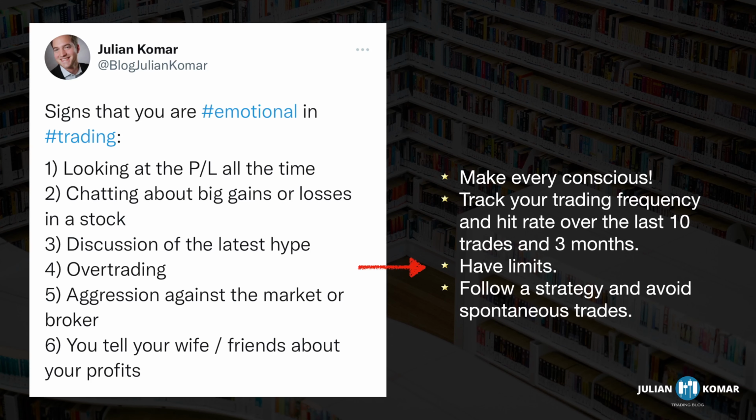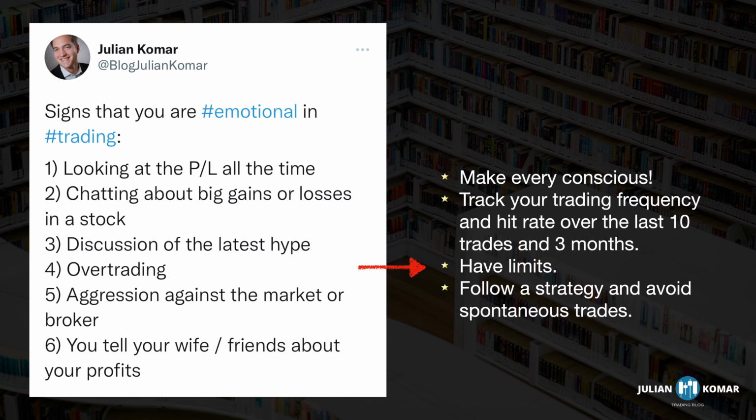Make things conscious. Create statistics. Track your trades in a spreadsheet. And I wrote down here, track your trading frequency and hit rate over the last 10 trades in 3 months. So look at the stats and how you are doing over the last 10 trades in 3 months. That is feedback for you.